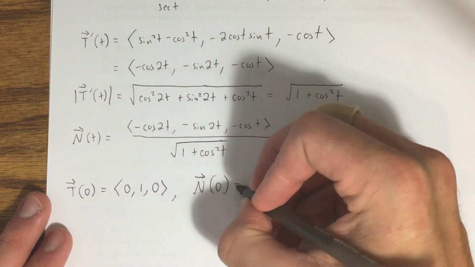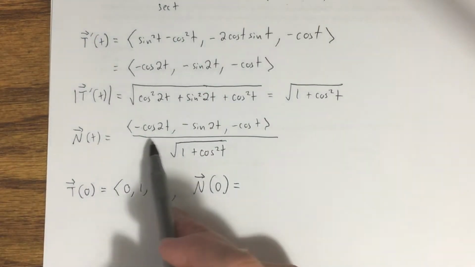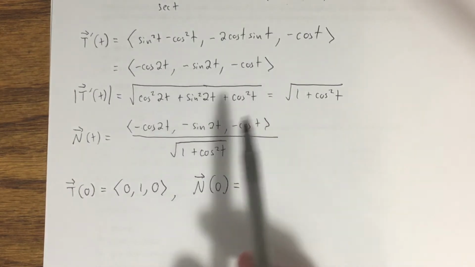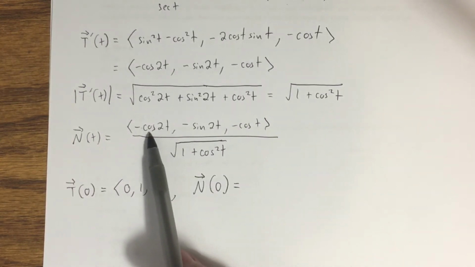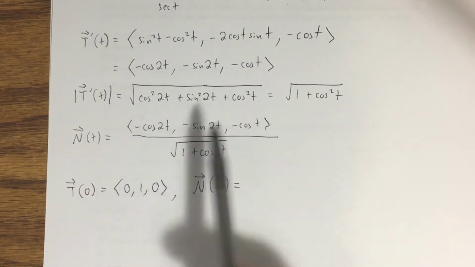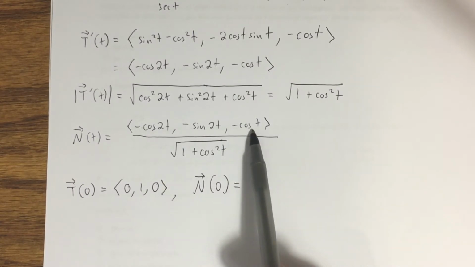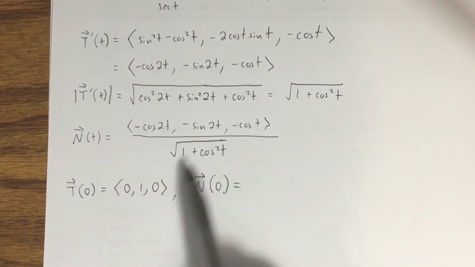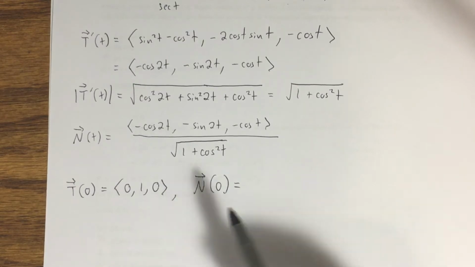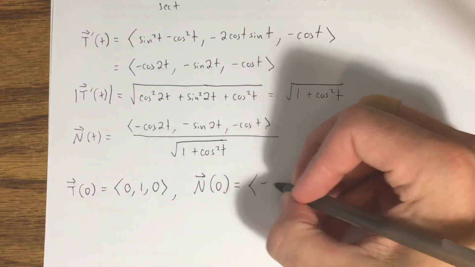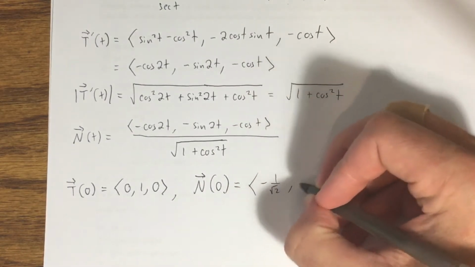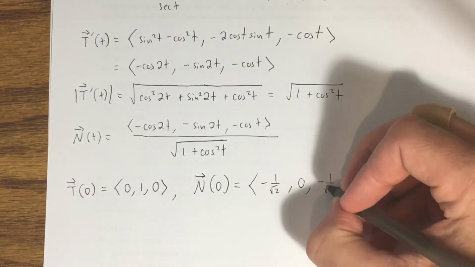What about N of 0? Well, here's my formula for N. If I plug a 0 into everything, I'm going to get negative cosine of 0, so that's negative 1. This will be a 0. This will be another negative 1. If I plug a 0 in down here, I get root 2. So putting everything together, that's negative 1 over root 2, 0, negative 1 over root 2.